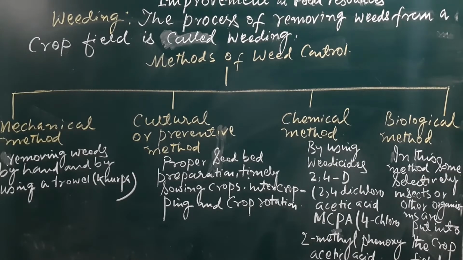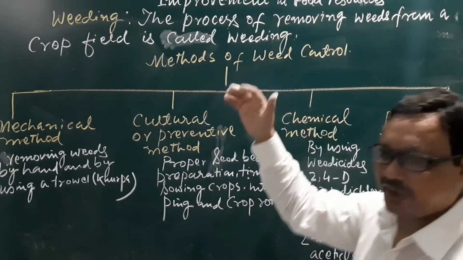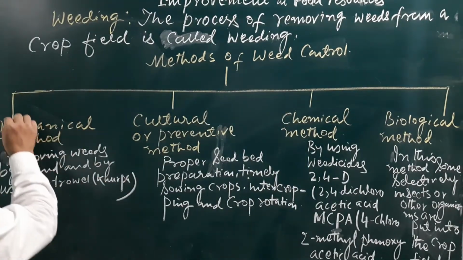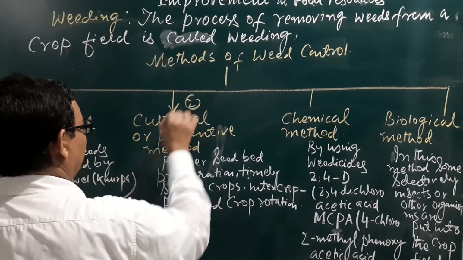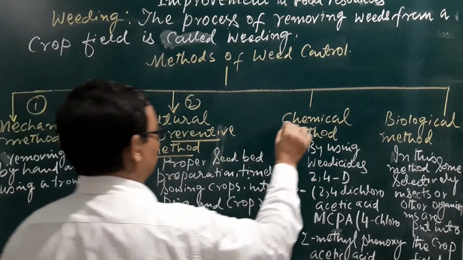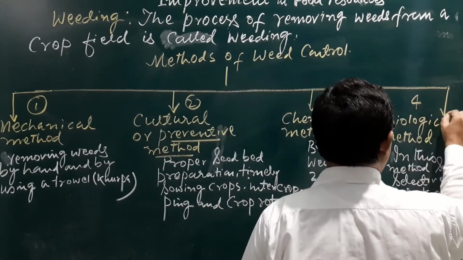Now look at the process of weeding. That means to remove the unwanted plants, weeds, from the cropping fields or crop fields. The process of removing weeds from a crop field is called weeding. What are the different methods for weeding? Number 1, mechanical method. Number 2, cultural method, also known as preventive method. Number 3, the chemical method. And number 4, biological method.